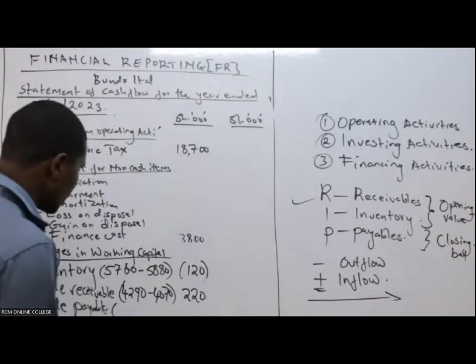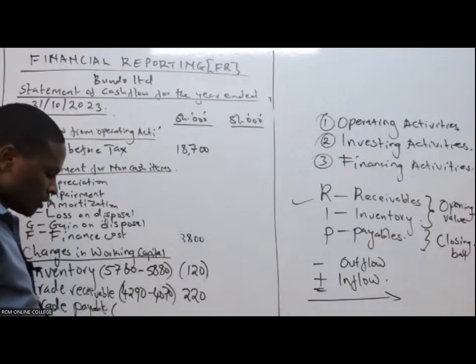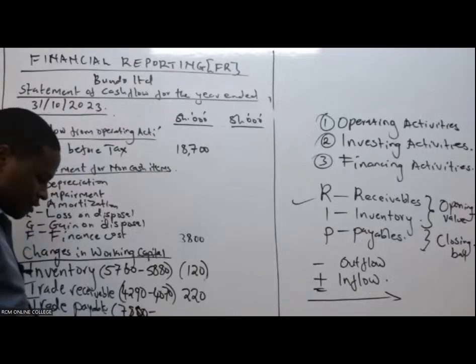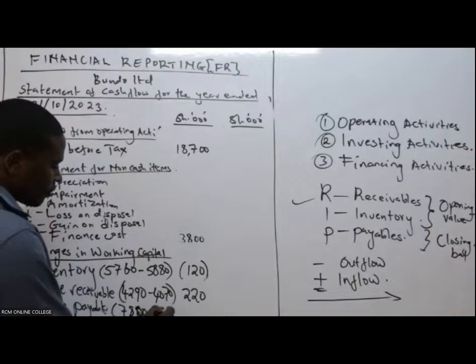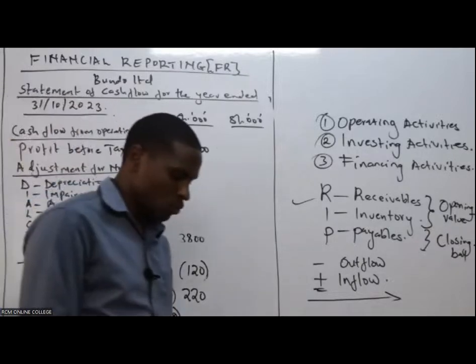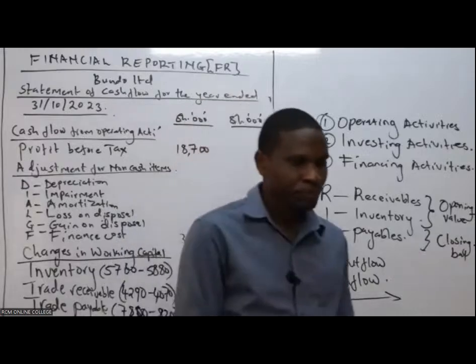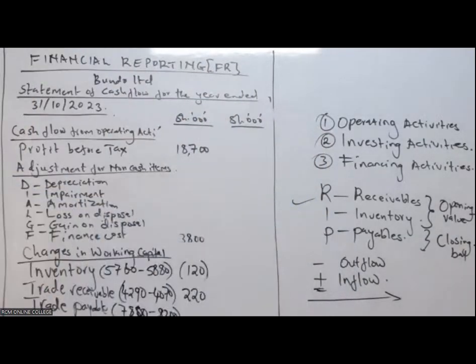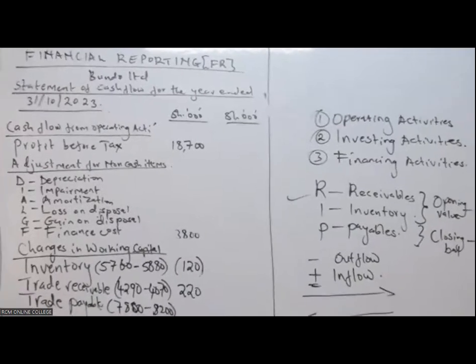So, in this case, we're going to look at the closing balance of our trade payable, which is 7,800. 7,800 minus 8,200. Can you give me the figure, what you get there, to what happened? What are you going to get? Allow me to adjust my camera kidogo. What are you going to get?